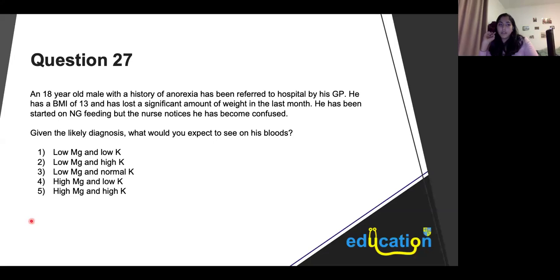Okay, question 27. An 18-year-old male with a history of anorexia has been referred to hospital by his GP. He has a BMI of 13 and has lost a significant amount of weight in the last month. He's been started on NG feeding, but the nurses notice he has become confused. Given the likely diagnosis, what would you expect to see on his bloods?